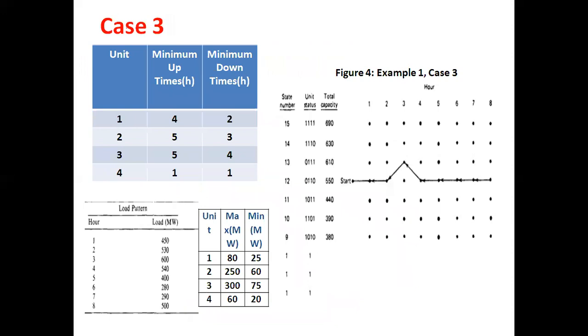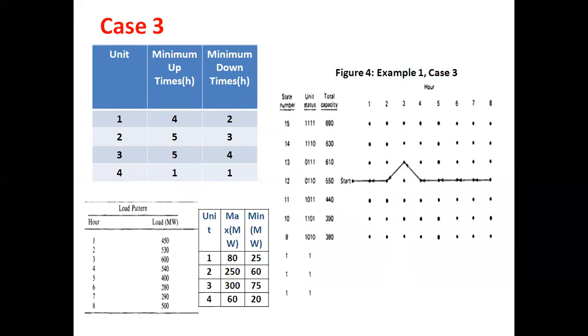So we are now concentrating on case 3, where we are introducing the concept of minimum up and down time. Units 1, 2, 3, 4 are there. Minimum up times are: unit 1 is 4, unit 2 is 5, unit 3 is 5, unit 4 is 1. Minimum down times for unit 1 is 2, unit 2 is 3, unit 3 is 4, and unit 4 is 1.